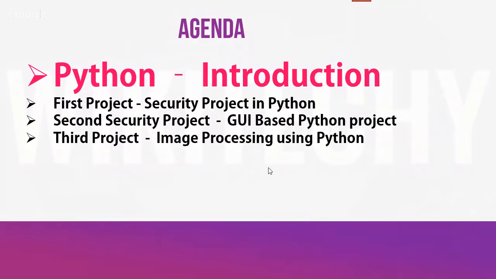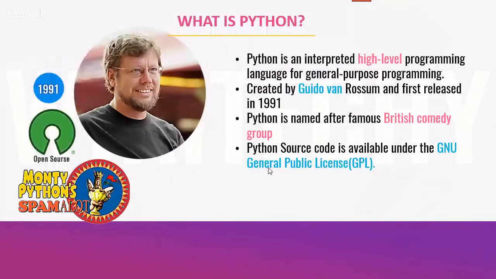I'm going to talk about the Python introduction now. What is Python? Python is an interpreted high-level language which was founded in 1991 by the great person Guido van Rossum. It is named after a British comedy group, the Python group. Apart from that, it's general public license based, so it's really open source.